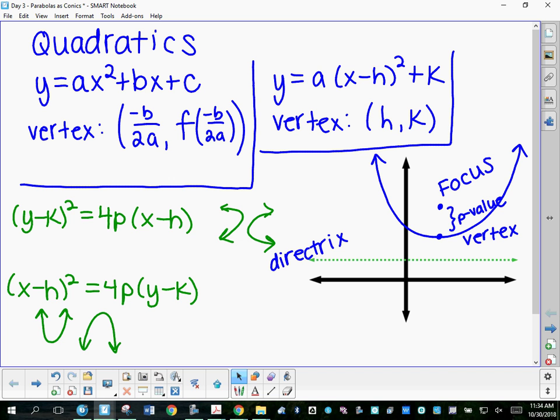You probably have not seen it presented this way. We'll show you some justification for this alternate definition of a parabola. But actually, it's the same definition we've been using the whole time.